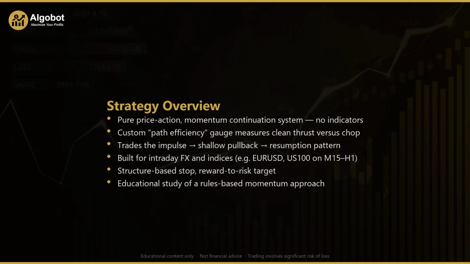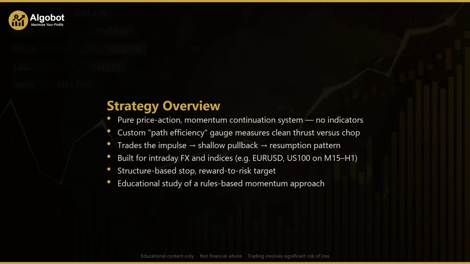So what exactly does Impulse Efficiency Pullback do? At its core, this expert advisor is a pure price action and momentum continuation system. It doesn't load a single library indicator. No moving averages, no relative strength index, no stochastic, nothing. Everything it knows about the market it calculates by hand, directly from the raw open, high, low, and close of completed bars. The engine behind it is a measurement called path efficiency.